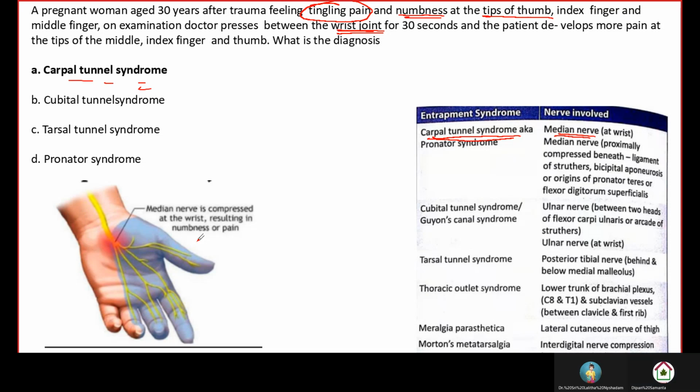Okay. Next is tarsal tunnel syndrome, posterior tibial nerve, thoracic outlet syndrome, lower trunk of brachial plexus and subclavian vessels. Okay. So the median nerve is compressed at the wrist, resulting in numbness or pain.